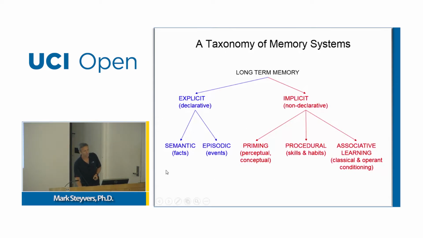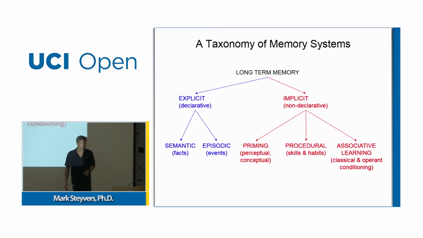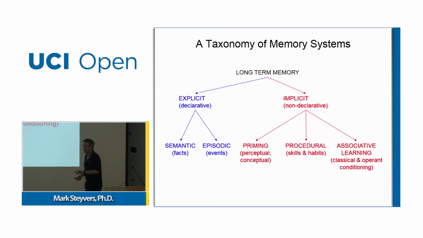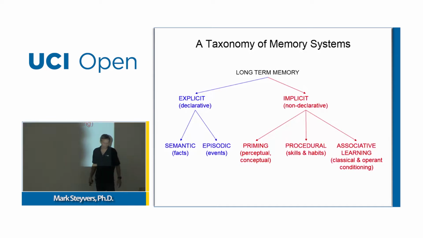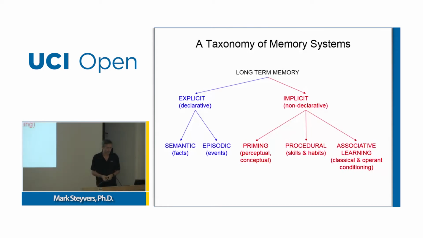So within explicit memory, you can make a distinction between semantic memory and episodic memory. So semantic memory is your memory for facts, general knowledge, and episodic memory is your memory for specific events related to some particular time, related to some particular place or context. We'll talk about these distinctions on the next couple of slides.